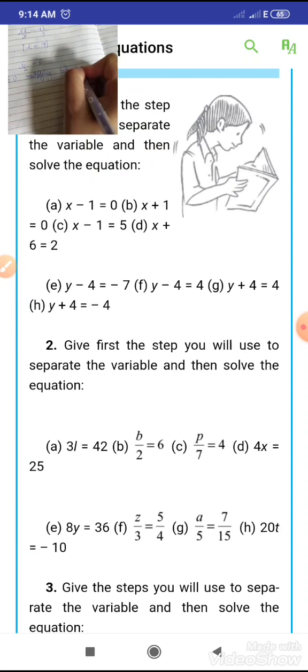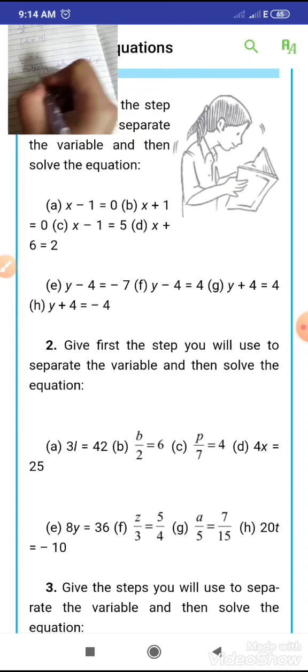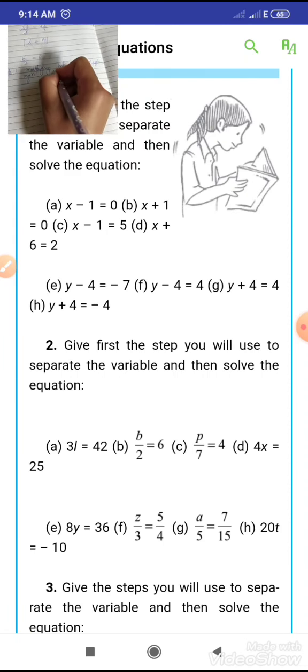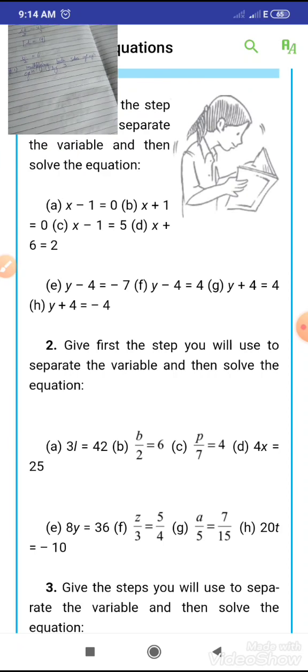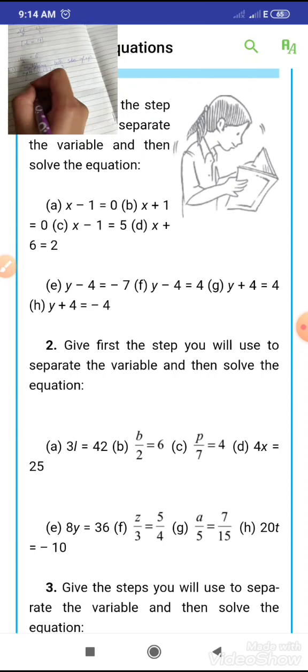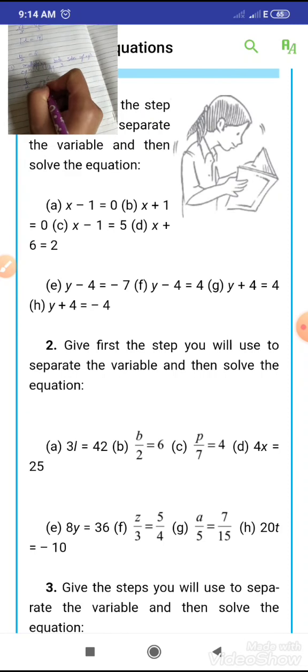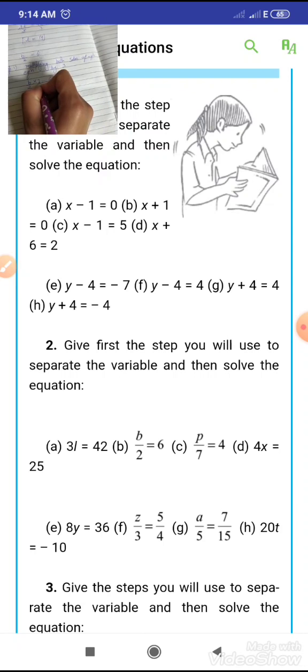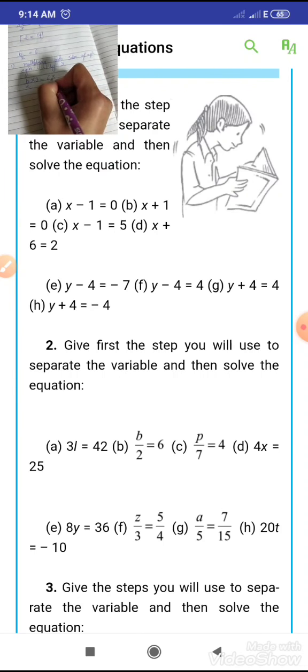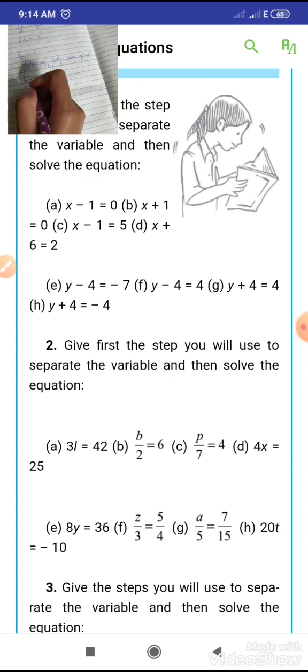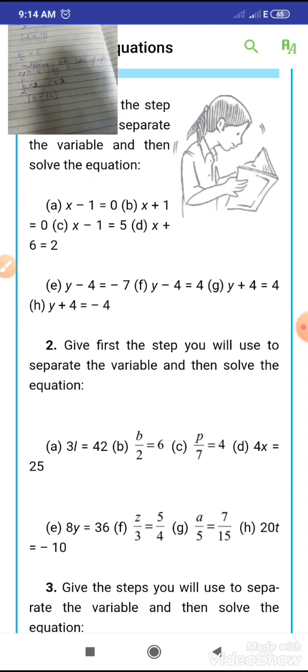of equation by 2. Then we write b upon 2 is equal to 6. It is our equation, and we are going to multiply by 2 on the left hand side and also on the right hand side. Then we have b is equal to 12. It is the solution of our equation.